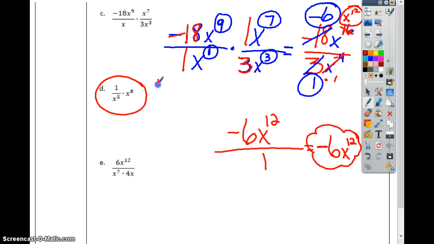We have 1 over x to the 5th times, what am I going to do with this x to the 8th? Put a 1 under it. Nice job. x to the 8th over 1. Tell me what you get there.